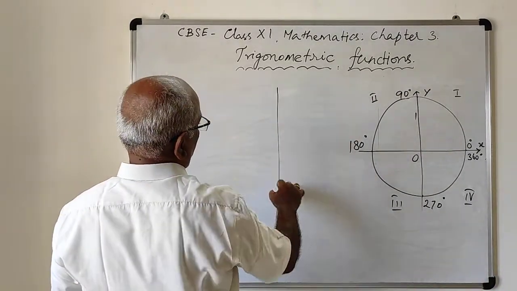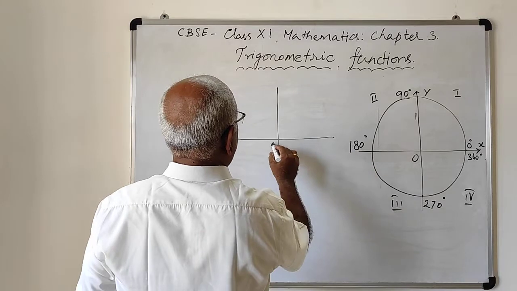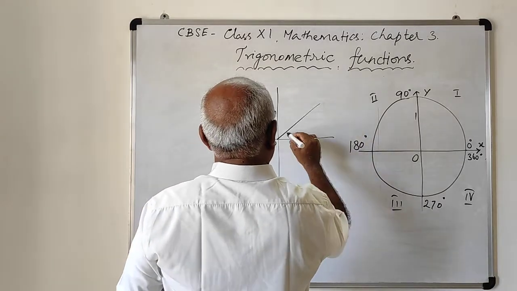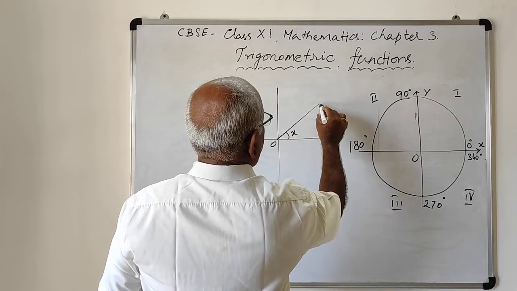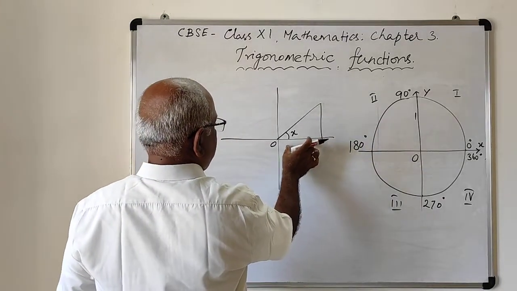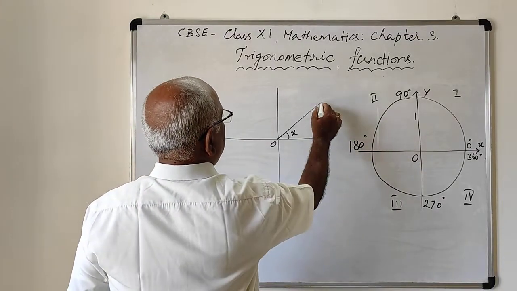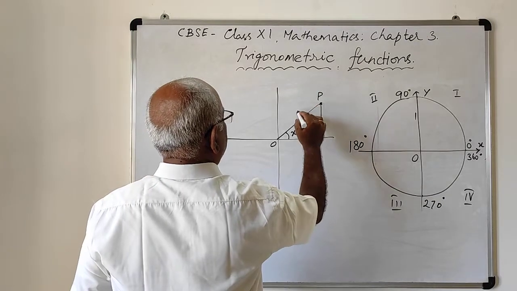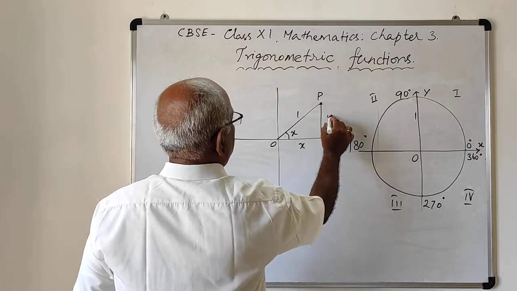See, the first quadrant, you consider this is angle x, and this is the point P, radius 1 unit, this is x and this is y, you can say.